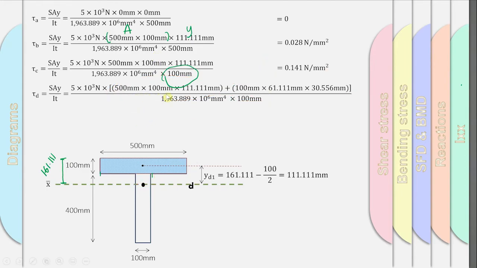500 darab 100 sama je, 500 darab 100. And then darab dengan 161.111 bahagi 100 divide by 2, which is dapat 111.111. Sama je macam you kira untuk point C dengan point B ni. Sebab kita tengah kira area yang sama kan, macam kita kira point B or C here. Sama je area dia. Sebab kita tengah kira untuk area yang atas jadi distance dia to the centroid tu sama. Ada additional dekat sini sebab you ada another area here. Right?